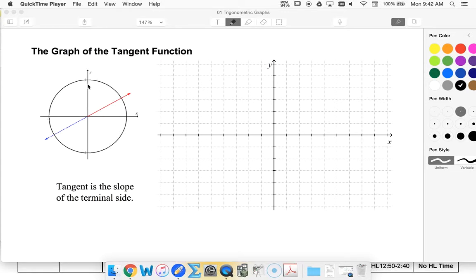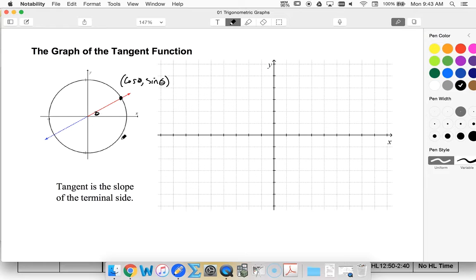All right, now we're going to look at the graph of the tangent function. So tangent, it says here, is the slope of the terminal side. Well, let's think about what that means. So if I think about a point on my unit circle, I know that the x value corresponds to cosine of theta, and the y value corresponds to sine of theta, if theta is my angle from the x-axis.